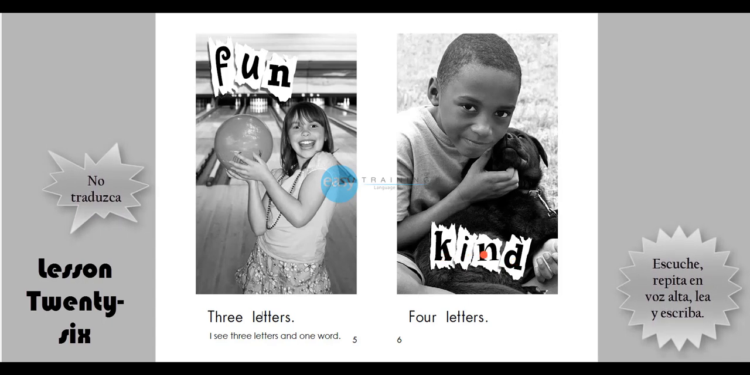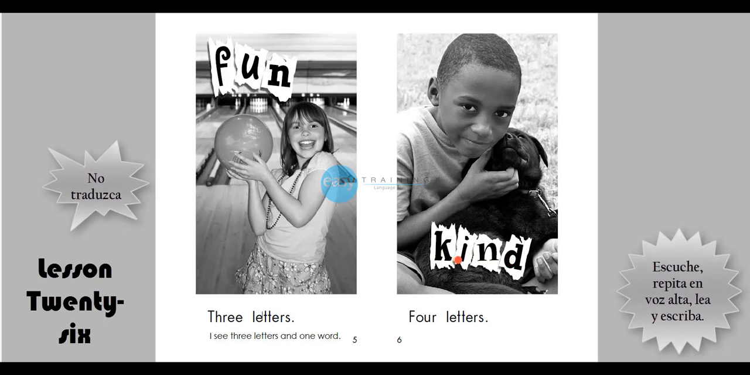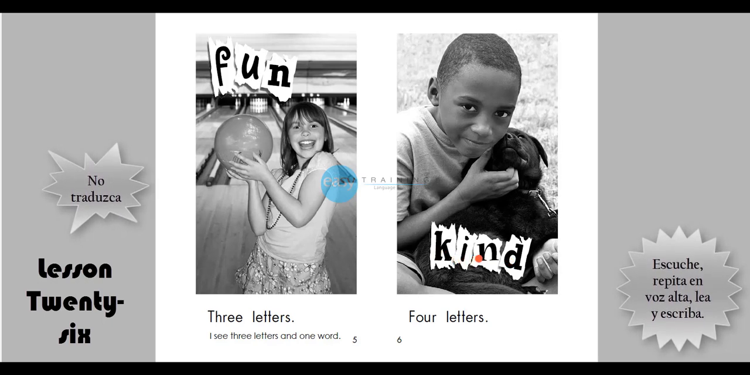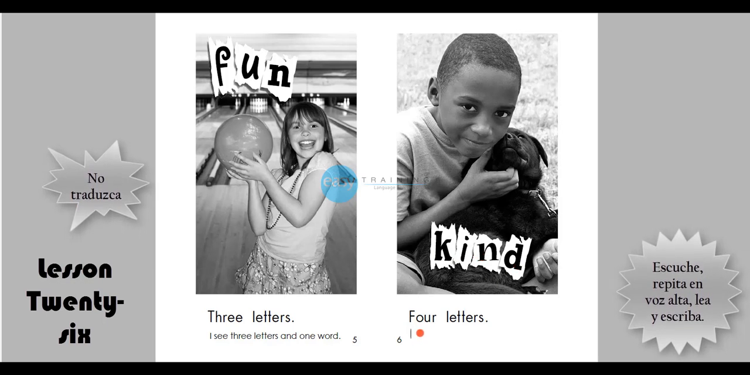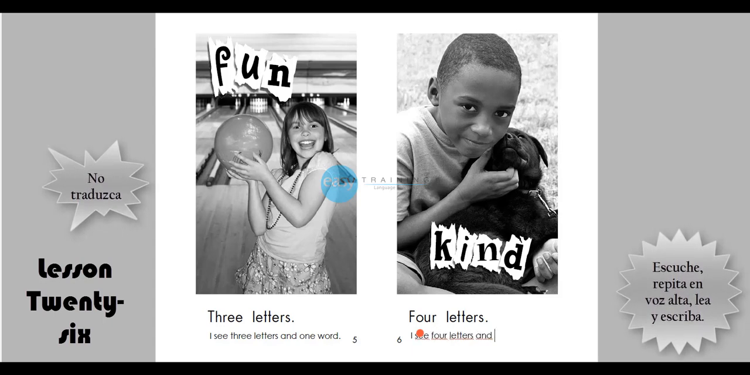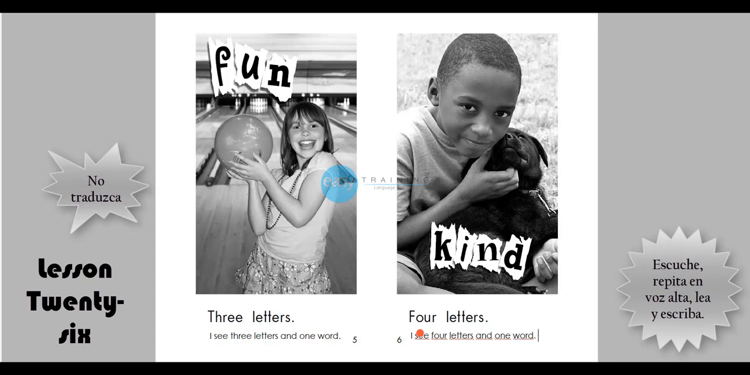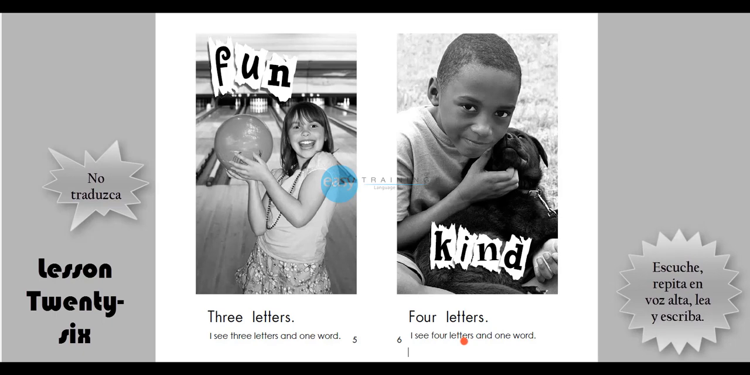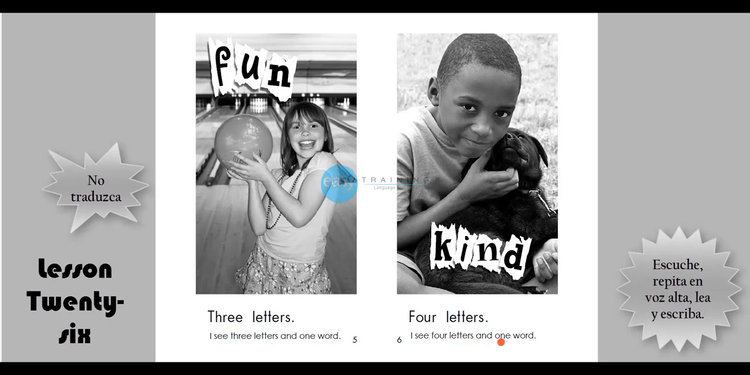One, two, three, four letters. Letter K, letter I, letter N, and letter D. I see four letters and one word. I see four letters in one word.